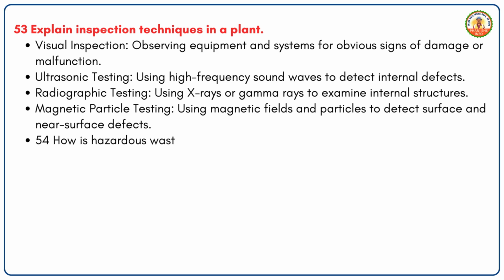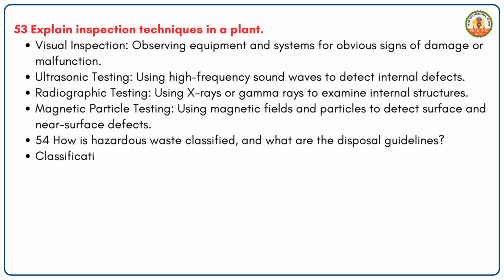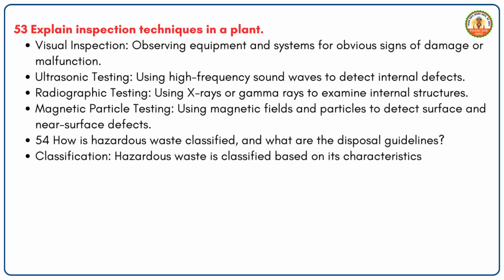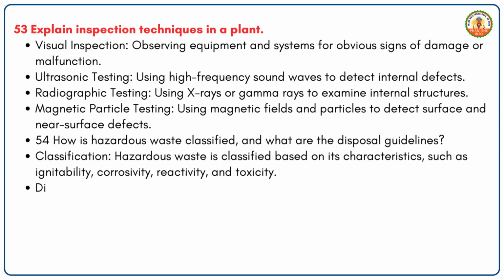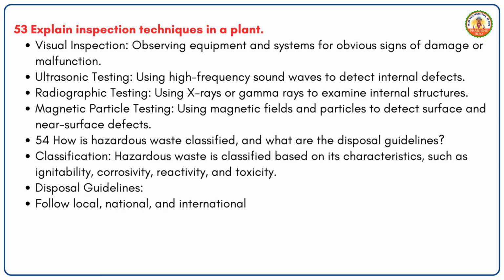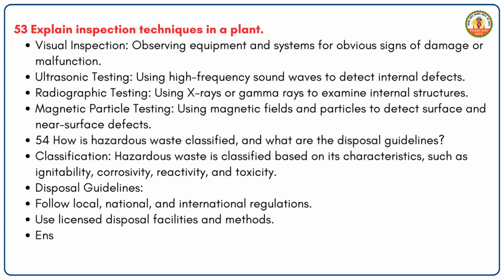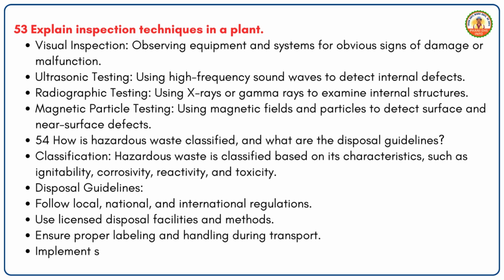54. How is hazardous waste classified, and what are the disposal guidelines? Classification: Hazardous waste is classified based on its characteristics, such as ignitability, corrosivity, reactivity, and toxicity. Disposal guidelines: Follow local, national, and international regulations. Use licensed disposal facilities and methods. Ensure proper labeling and handling during transport. Implement safety measures to prevent environmental contamination.